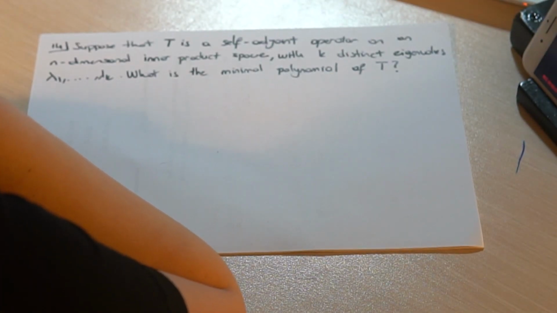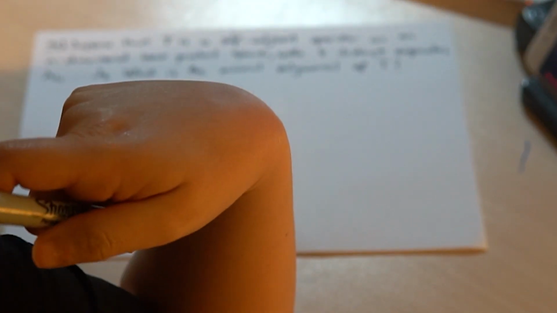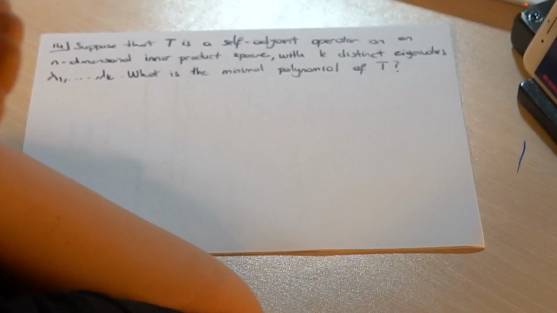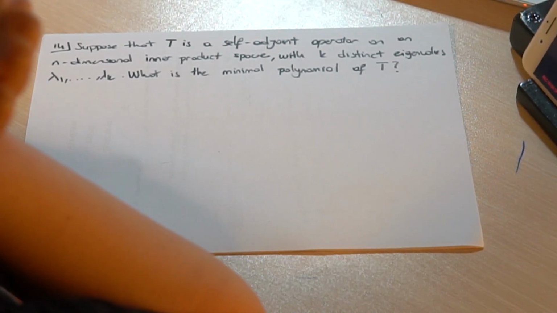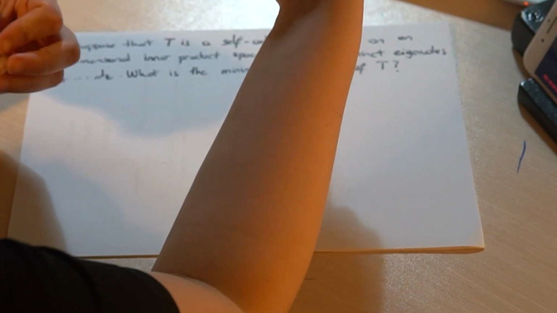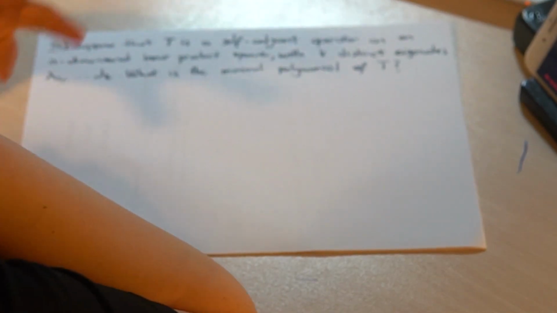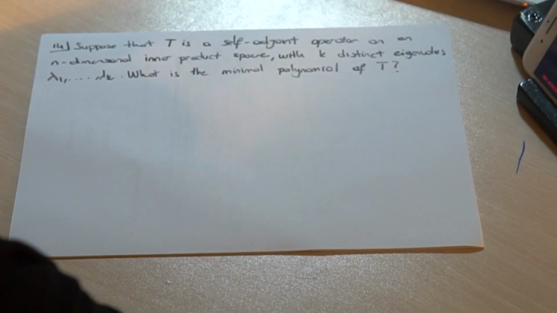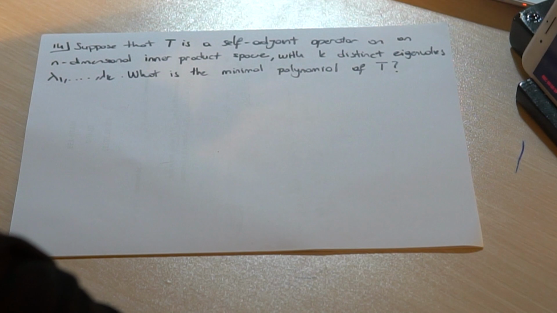Question 14 is, suppose that T is a self-adjoint operator on an n-dimensional inner product space with k distinct eigenvalues lambda 1 to lambda k. What is the minimal polynomial of T? Now, we know that T is a self-adjoint operator, right? So T has an n-dimensional orthonormal basis, and the elements of this basis are the eigenvectors of T. So there is an n-dimensional eigenvector space.